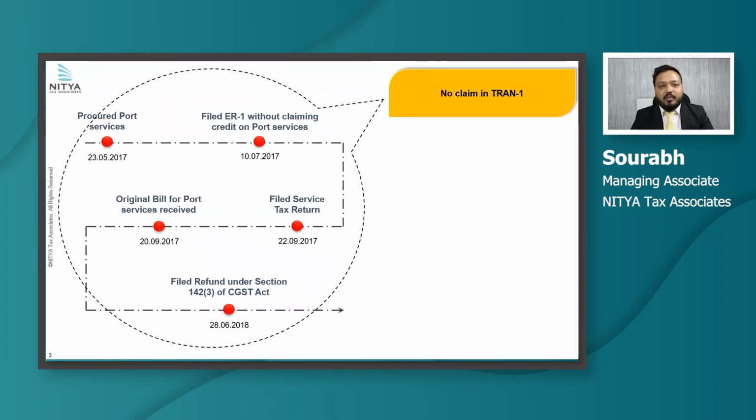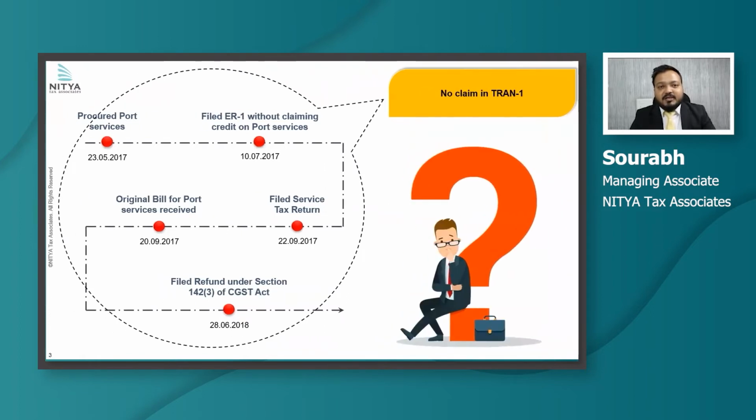Before the High Court, the basic question that came into consideration was whether such credits which have not been carried forward under GST regime through Tran 1 form can be claimed as refund under Section 142 Clause 3, whether 142 Clause 3 becomes any enabling provision to allow such Cenvat credit as refund in cash. With this factual background, we move on to the ruling of the case that was held by the Jharkhand High Court.